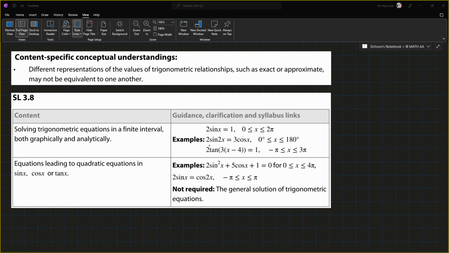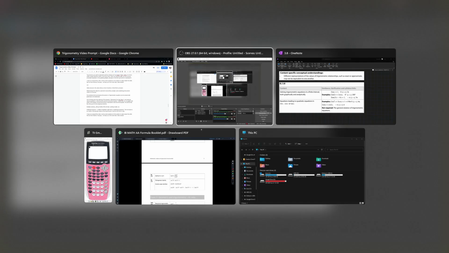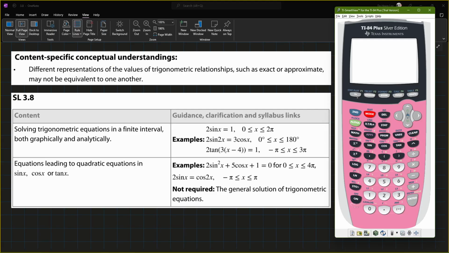Let's look at the second one, 2 sine 2x equals 3 cos x. So we'll open up the graphing calculator and simply type in all the values. 2 sine 2x. And then on the second line, we're going to write the right-hand side, 3 cos x. Right, let's graph it. So obviously, we can see two graphs, 2 sine 2x and 3 cos x. We're looking for their points of intersection. However, the question limits our domain from 0 to 180 degrees.